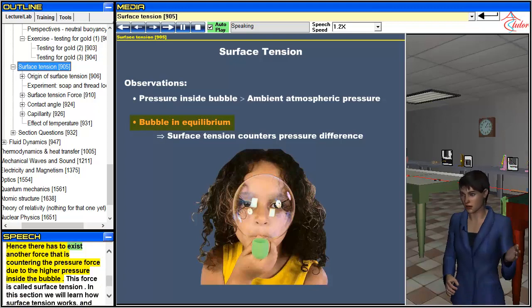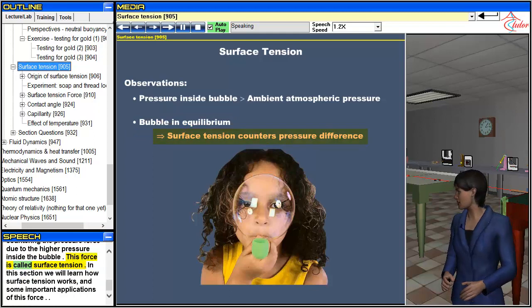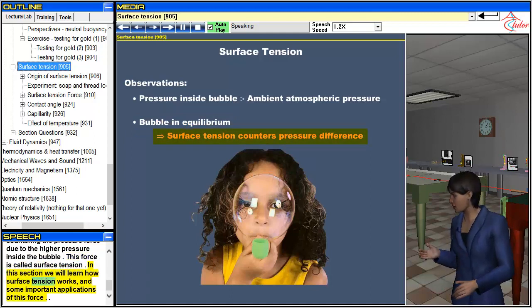Hence there has to exist another force that is countering the pressure force due to the higher pressure inside the bubble. This force is called surface tension. In this section we will learn how surface tension works, and some important applications of this force.